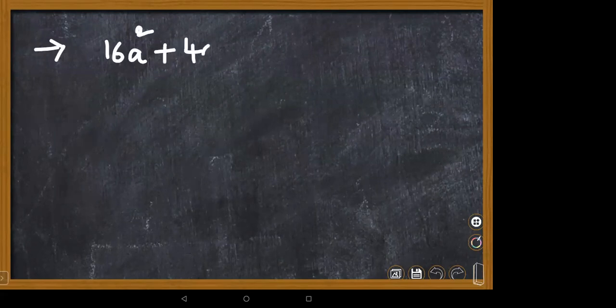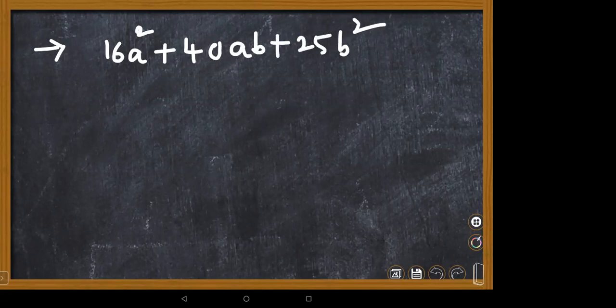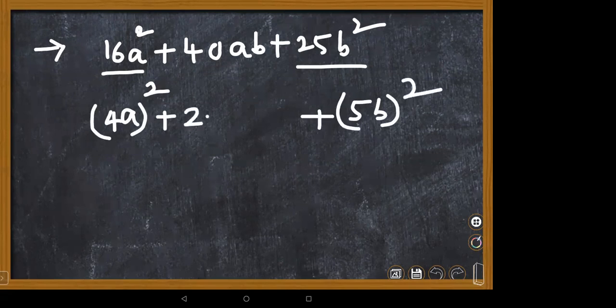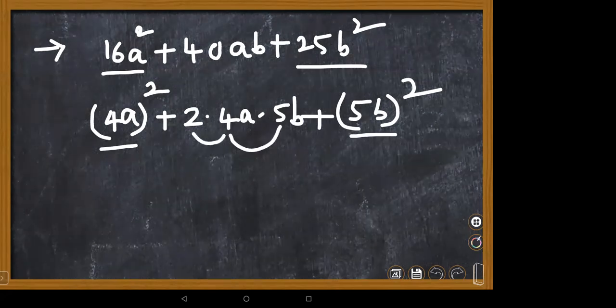16a square plus 40ab plus 25b square. By observing these terms only, you can write 4a plus 5b whole square here. A plus b whole square is the identity actually used. So 2ab means 2 into 4a and 5b. If you have any doubt, you can multiply and check it, children. 2 fours are 8, 8 fives are 40. So 40ab. So our original value is also 40ab. Like that, you can recheck whether you are doing correct or not. Now it is absolutely correct.